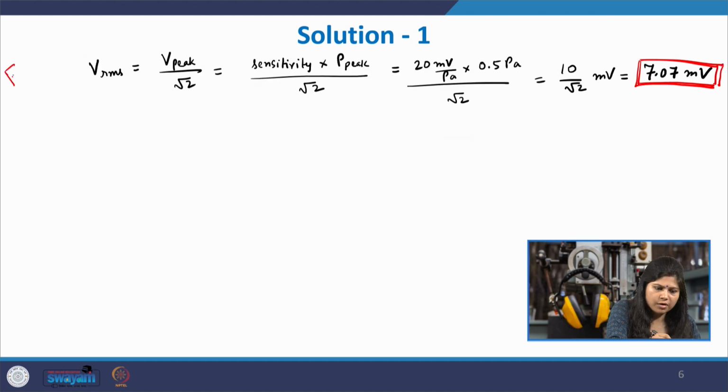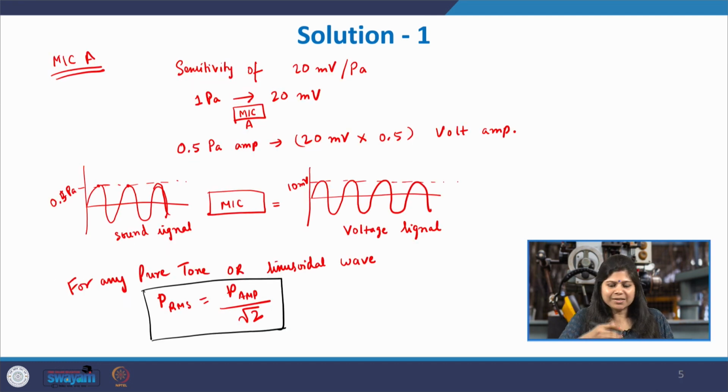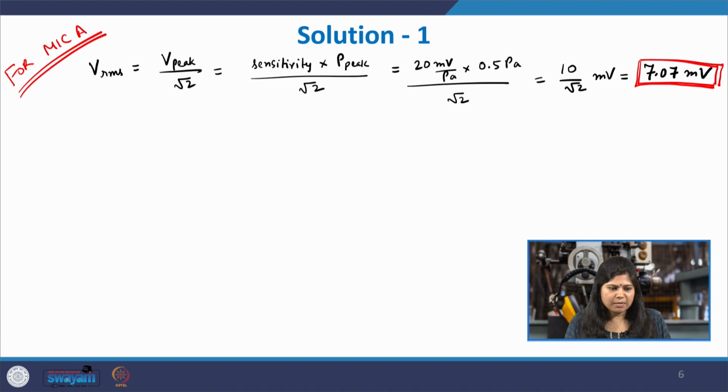Now, let us see what happens if the same sound wave, which is a 0.5 Pascals amplitude, was now measured using a different microphone that had a sensitivity of 10 microvolts per Pascal. Then what would be the RMS voltage produced? Again, using the same kind of logic and the same kind of calculations for mic B.